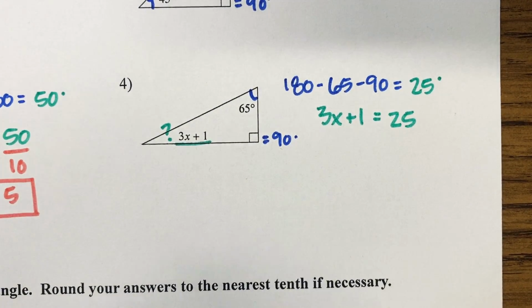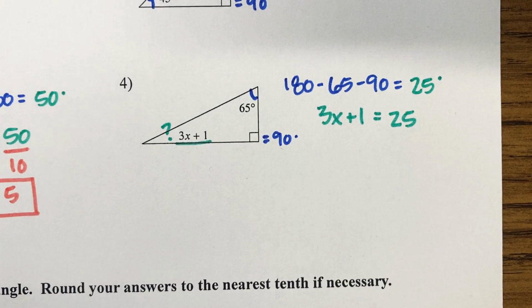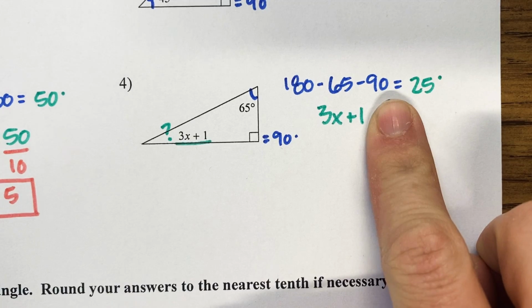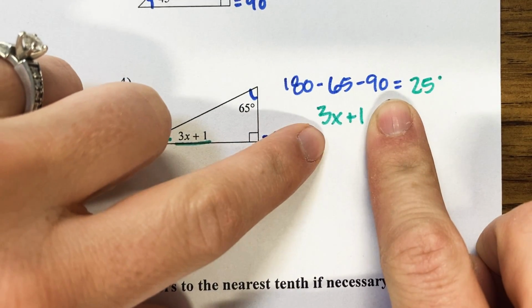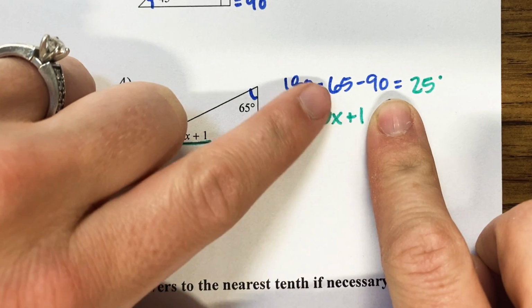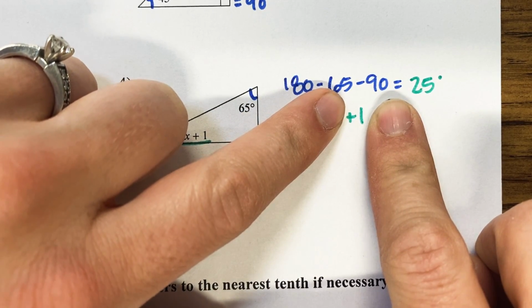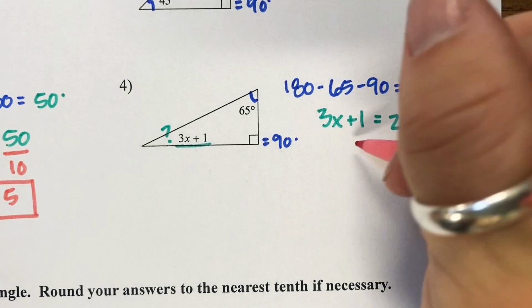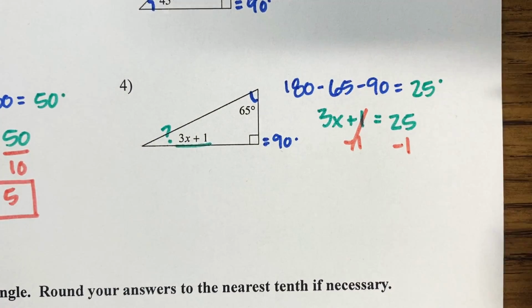Okay, now we can go ahead and solve for x. Looking at my side with the x, I have two things I have to get rid of: a times 3 and an add 1. We need to get rid of the add 1 first because it's farthest away from the x. So what is the opposite of add 1? We're going to subtract 1.